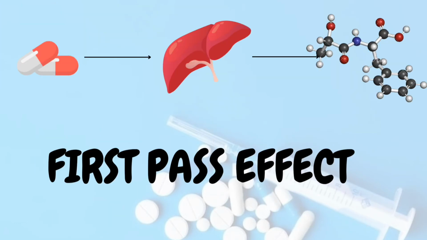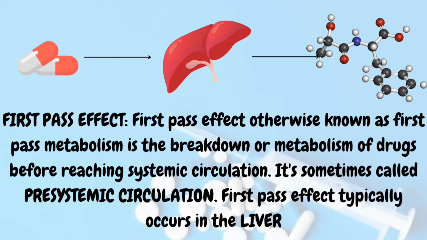Let's look at first pass effects or first pass metabolism. First pass effect, otherwise known as first pass metabolism, is the breakdown or metabolism of a drug before reaching systemic circulation. It is sometimes called pre-systemic metabolism, which is a more general term. First pass effect typically occurs in the liver. When you administer a drug to the body, it goes through the liver, and the liver is a major metabolizing organ which breaks down the drug into its active metabolites.